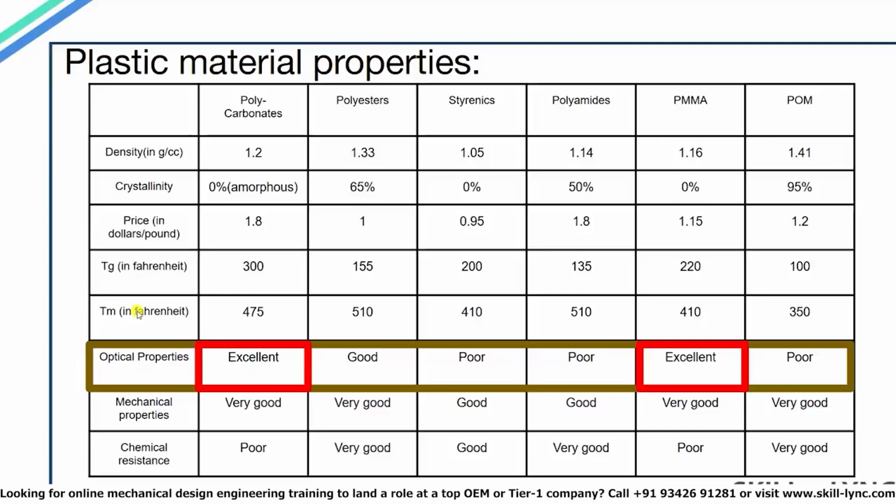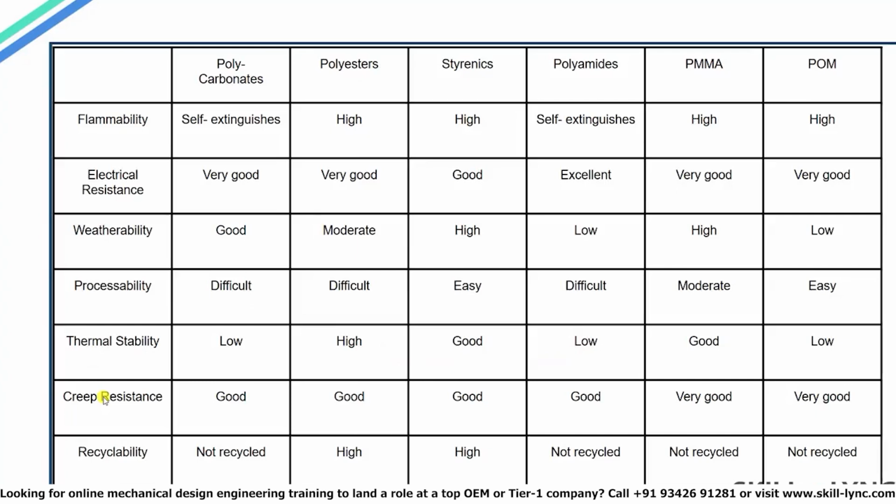The rest of the table is pretty self-explanatory. I will pause here a moment so you guys can go through it. This slide shows some more properties for common plastics used. Weatherability is the ability of a material to withstand harsh atmospheric weather conditions. Creep is the tendency of a material to deform permanently when subjected to stresses over a long period of time. I will pause here a moment so you guys can go through the table.